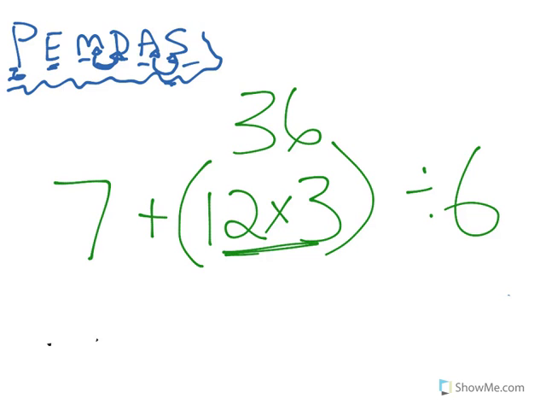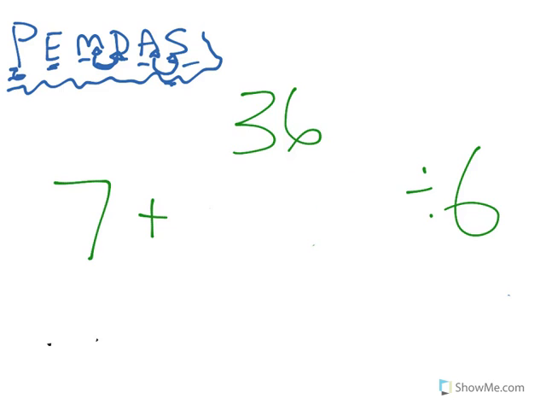You can rewrite it somewhere else, or you can just erase what you have already solved, which is what I like to do. But if you're doing your homework, it's much easier just to write it down below. So I'm going to erase that and put my 36 right where that was.